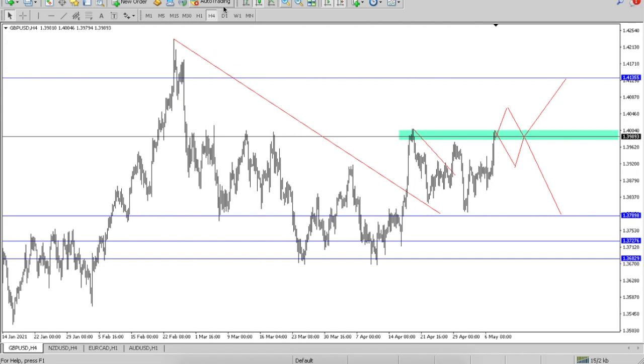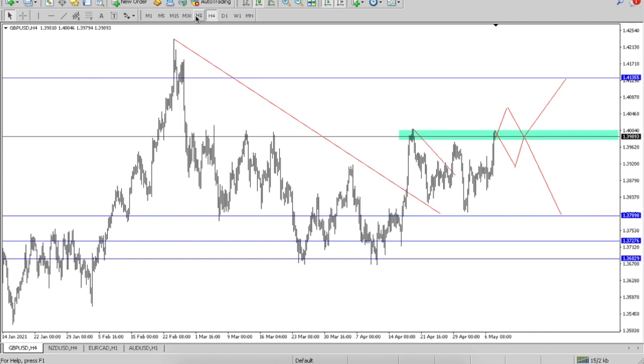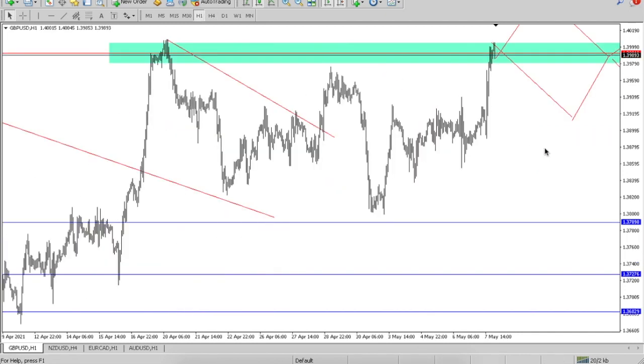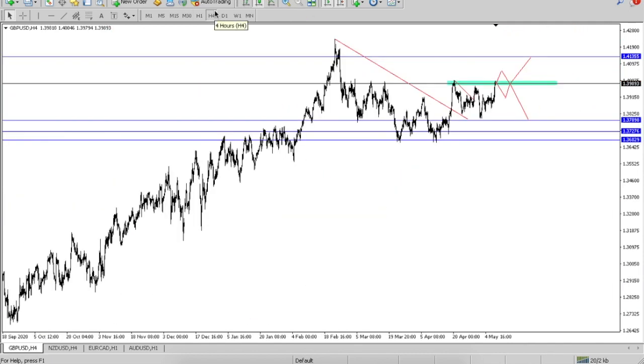Okay, I hope that's clear. Then on our 1-hour time frame, that's when we'll be checking for the breakout. But I'll keep you updated on the movement of this currency pair, which is GBPUSD.